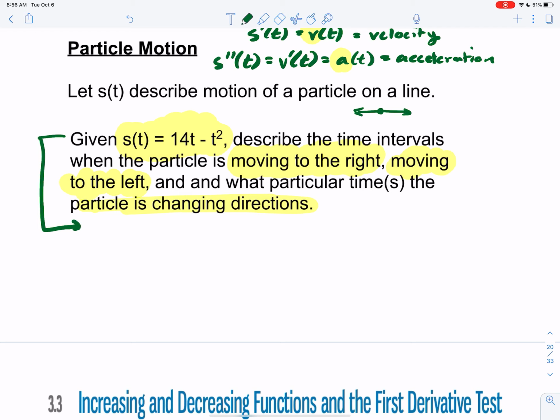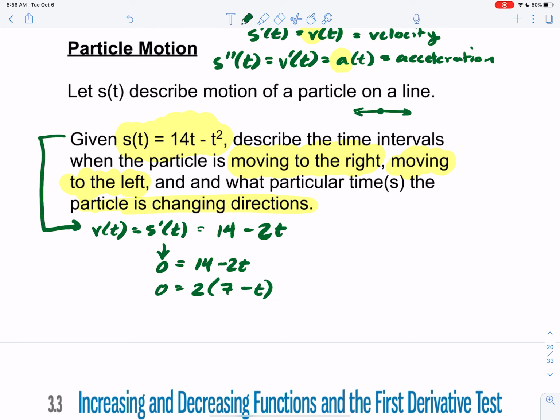So what we do is we find the derivative, which is v of t, aka s prime of t. The derivative of s of t is just going to be 14 minus 2t. We set that equal to 0 because we're finding what first, right? We're finding our critical numbers. Now you could factor it here. You'll get 2 times 7 minus t. You find out that t equals 7, okay? That is our critical number.